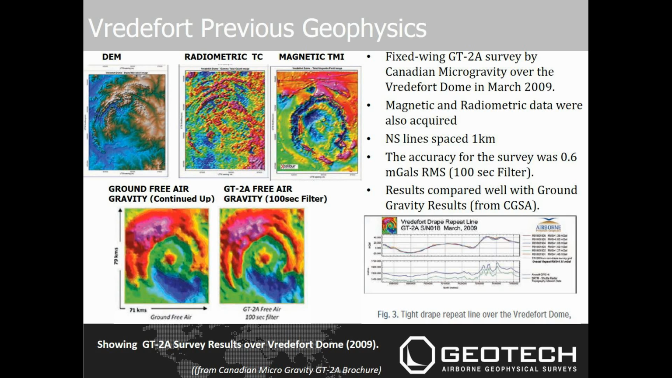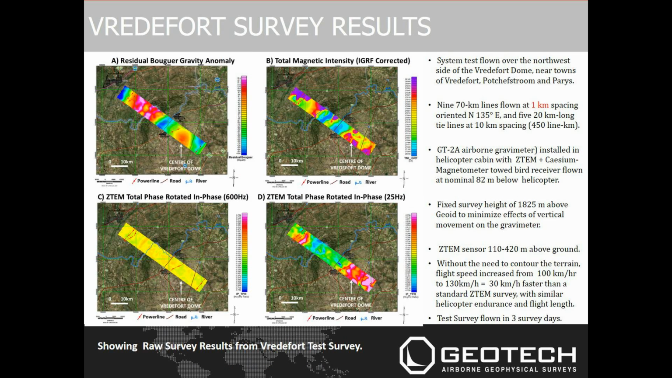In addition to the South Africa Council for Geosciences Ground Gravity Network and the recently published Falcon AGG results, airborne gravity surveys have been flown over the Vredefort crater, as I said, including fixed-wing gravity using the GT1A and GT2A system manufactured by Canadian Microgravity in Aurora. The fixed-wing GT2A survey also included radiometrics and aeromagnetics. The radiometric total counts and the TMI from that survey are shown. And their free air compared very well with the CGSA's data when it was upward continued to their level.